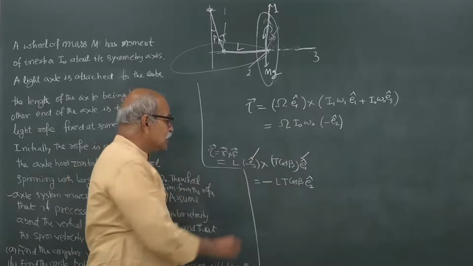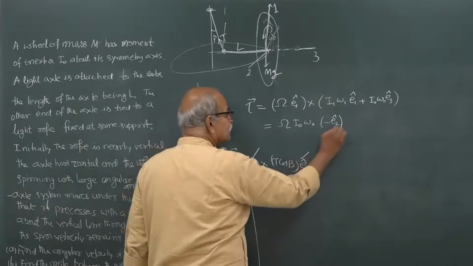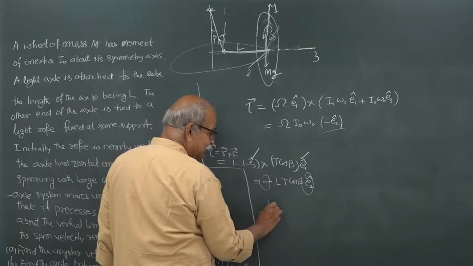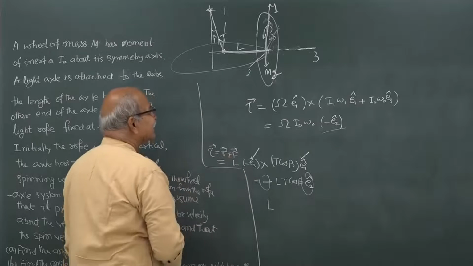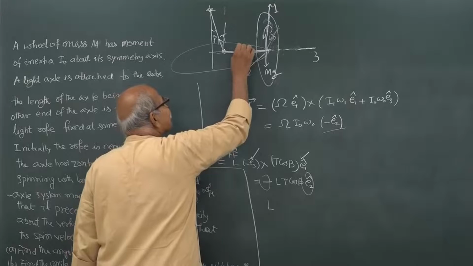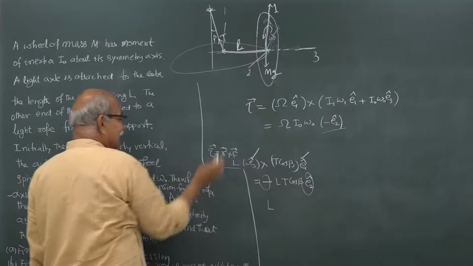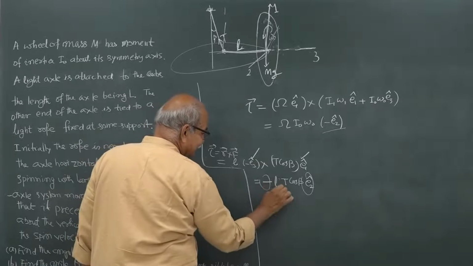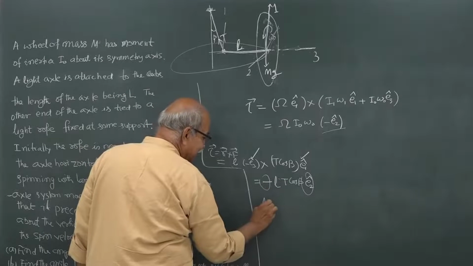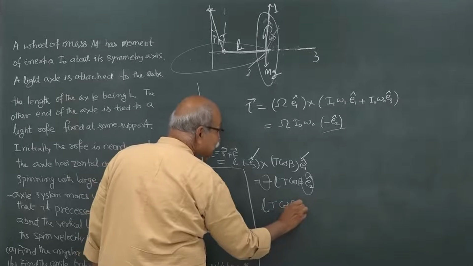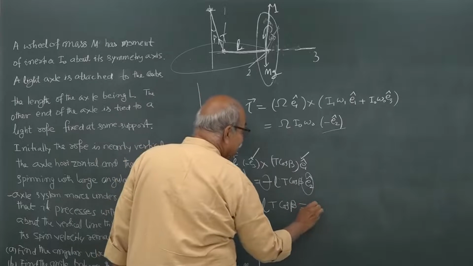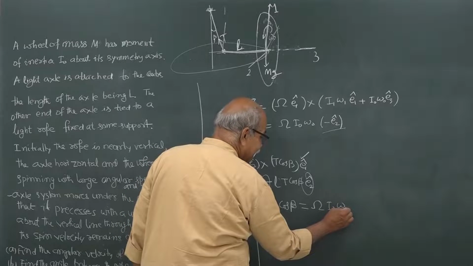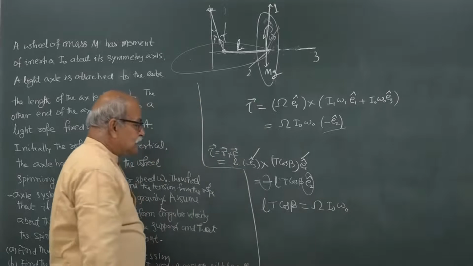So, see the directions are good, minus E 2 cap and minus E 2 cap, and therefore, the magnitudes are also good. L into this T cos beta, this L is length. So, let me write it as a small l here. So, small l into length into this T cos beta is equal to omega and I naught and then omega naught. So, this is one thing.